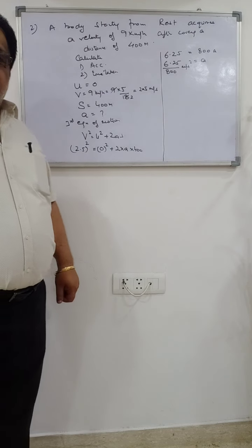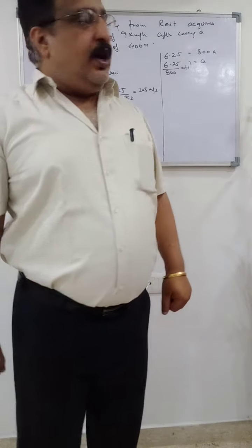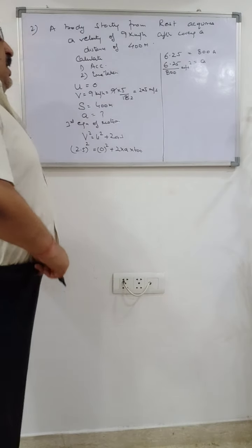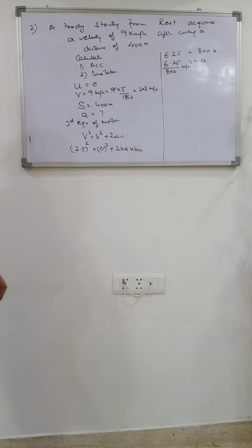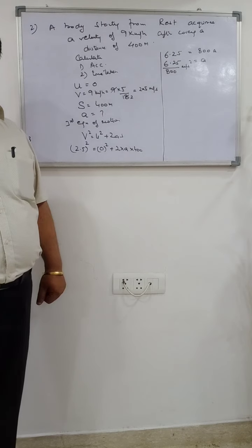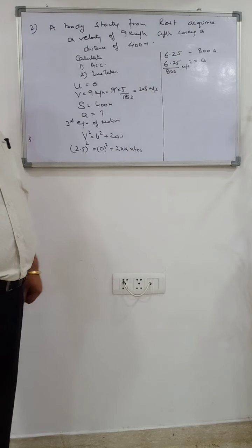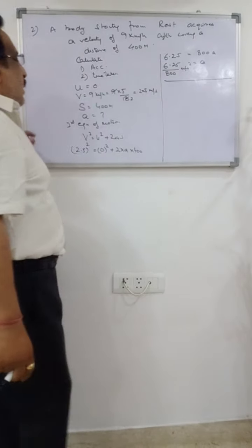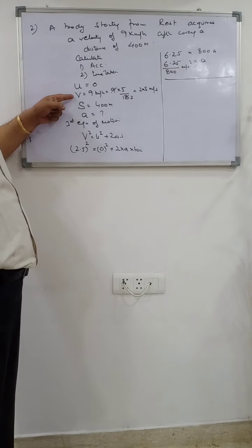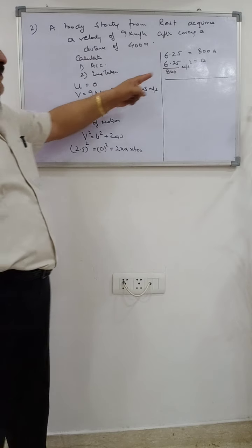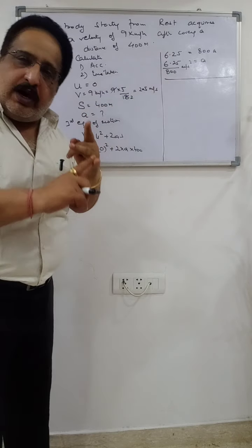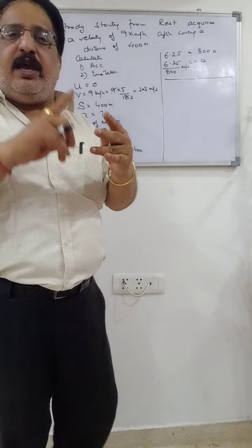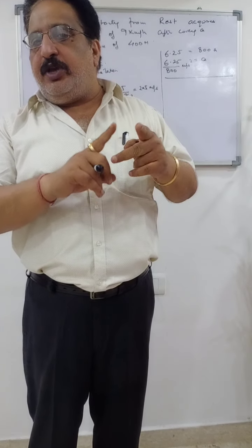6.25, 2.5 का square है 6.25 divided by 800 is equal to A in meter per second square. Is that clear? Now you have to calculate the time taken. For time taken, U is given to you, V is given to you, A you have calculated. U आपको given है, V आपको given है, A आपने calculate किया, T निकालना है. So what will be the relationship between V, U, A and T?